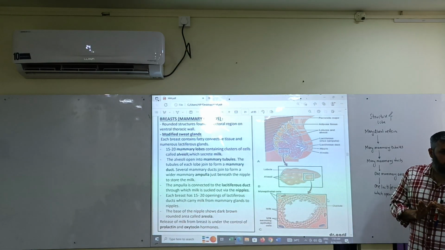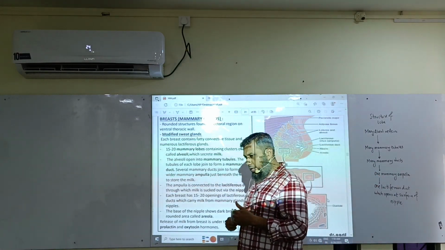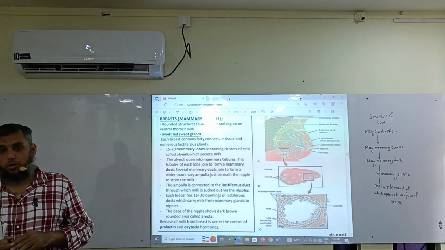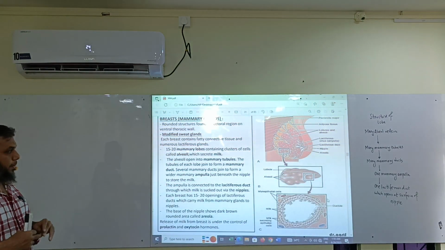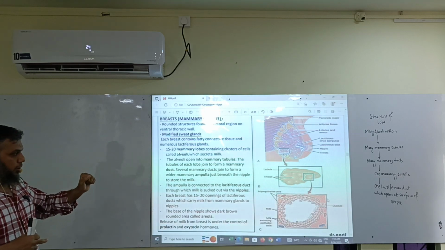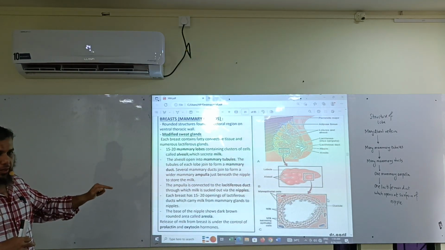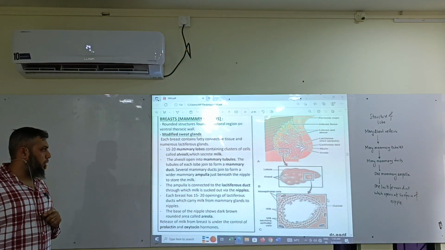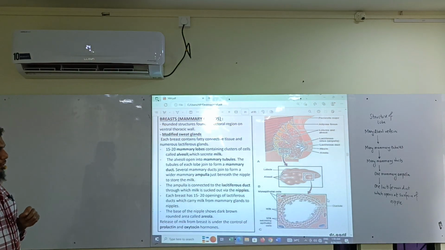Clear, everybody? Which type of glands are they? Mammary glands are modified sweat glands. Each mammary gland is made up of 15 to 20 lobes, okay, and each lobe is made up of many alveoli, and the alveolus is made up of milk secreting cells. Clear, all of you? Yes or no? Okay. Shall we continue? Okay.